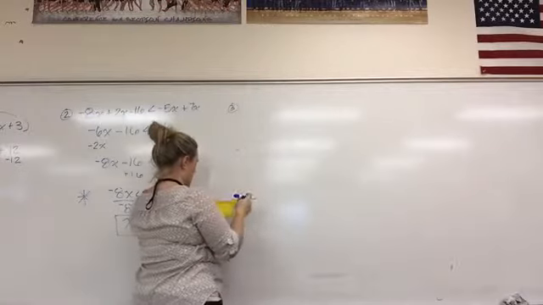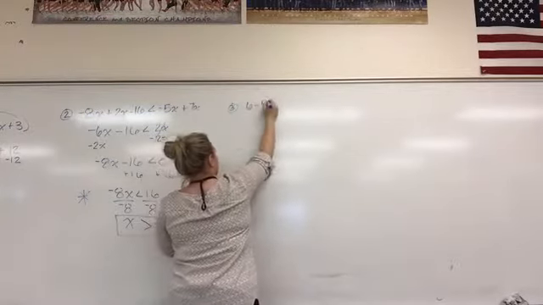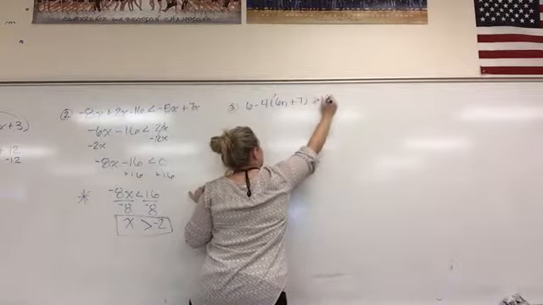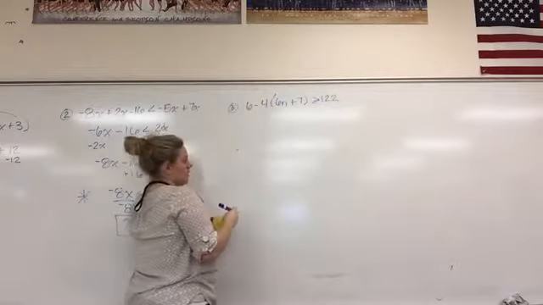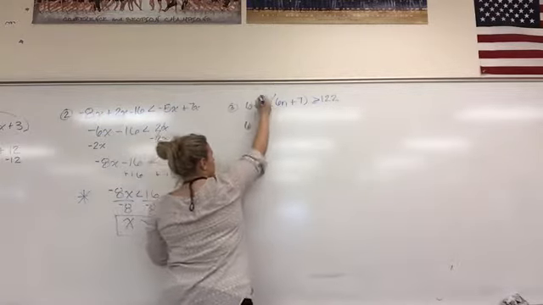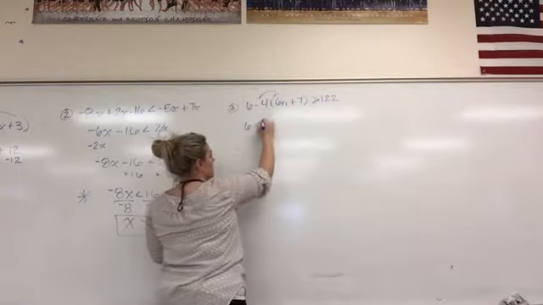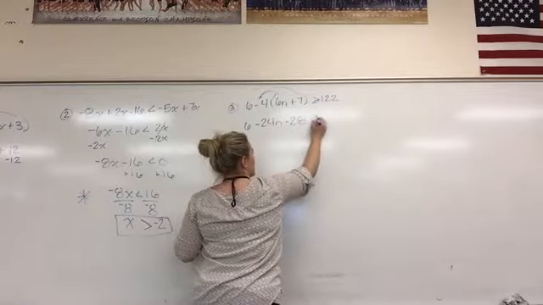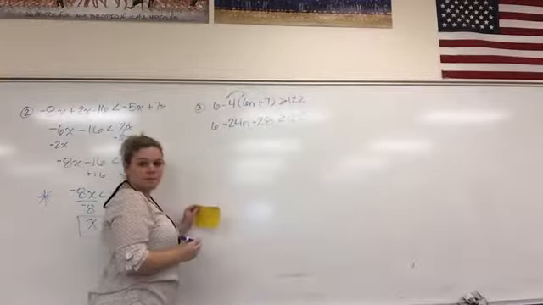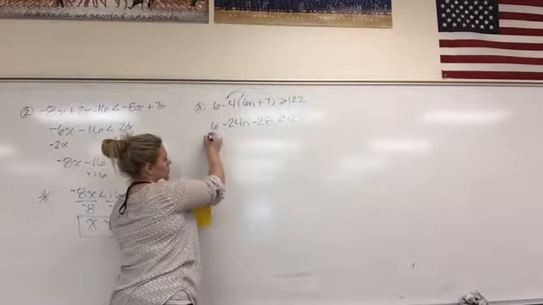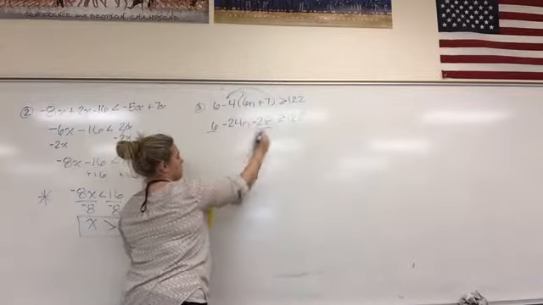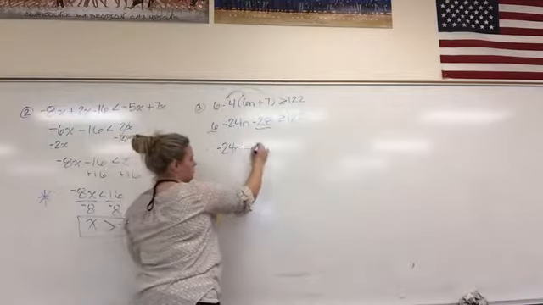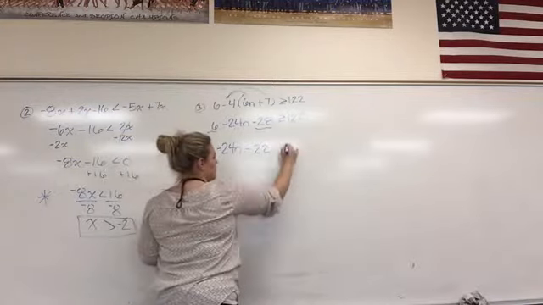Another example. Let's go ahead and throw some in: 6 minus 4 times (6n plus 7) is greater than or equal to 122. Okay? All right, so first we're going to distribute that negative 4. So we have 6, negative 4 times 6n is negative 24n. Negative 4 times 7 is negative 28, is greater than or equal to 122. Now we're going to combine these two. So we have 6 and negative 28. So I have negative 24n, and then 6 minus 28 gives me negative 22, is greater than or equal to 122.